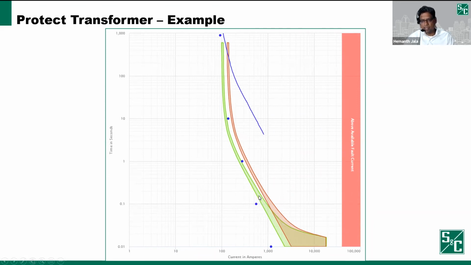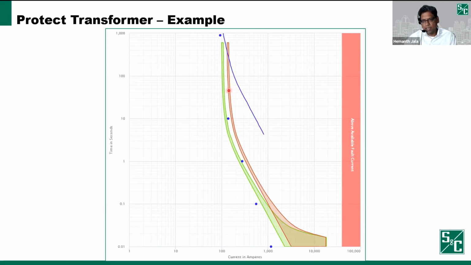So from this example, if I'm only concerned with magnetizing inrush, I would pick either the 50 amp or 65 amp fuse, but it depends on how your system is designed and how your general rules of thumb are in your organization. Sometimes I've heard where you don't want any interaction between the damage curve of the transformer and the operational curve, the TCC of your fuse.